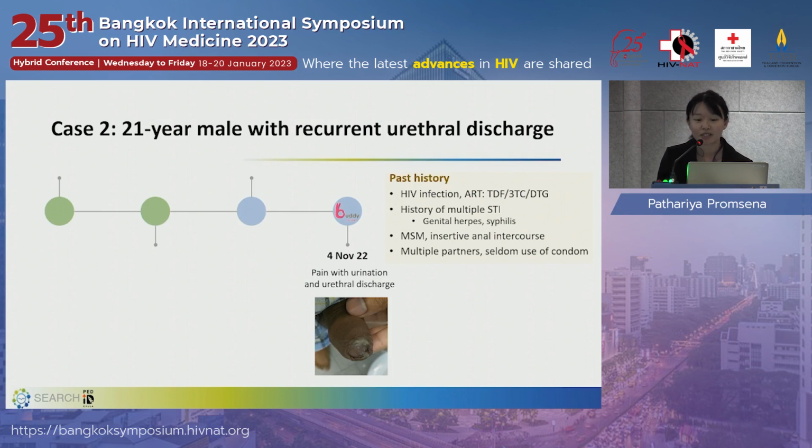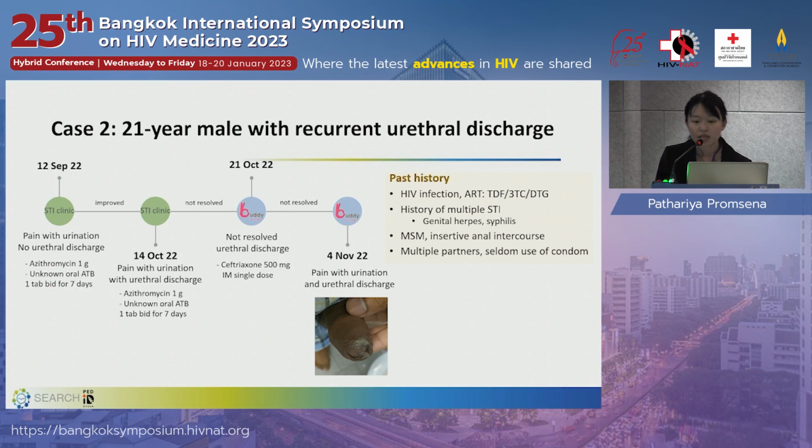And let's now turn to the second case. A 21-year-old man had dysuria and recurrent urethral discharge. He was an MSM with insertive anal intercourse and HIV infection, and he had a history of multiple STI. In September, he had dysuria and visited an STI clinic and was prescribed azithromycin with an unknown antibiotic for 7 days. Then the symptoms improved but did not resolve.